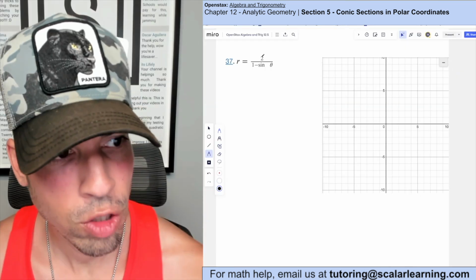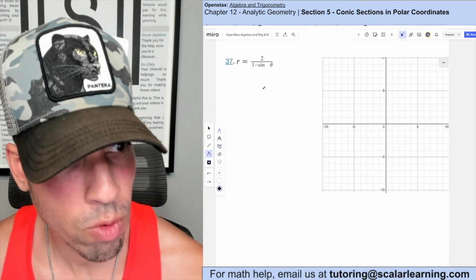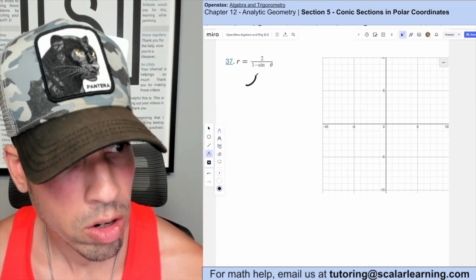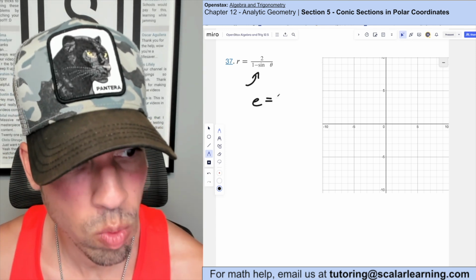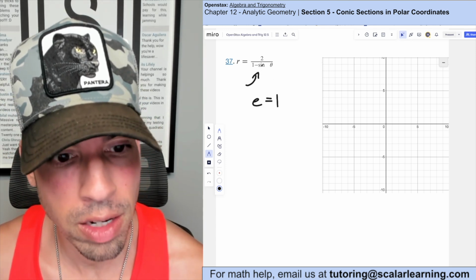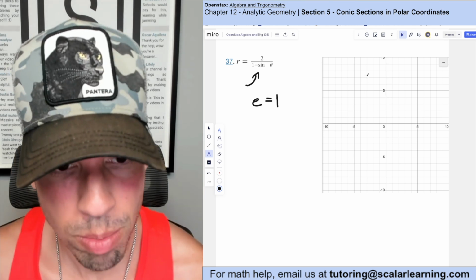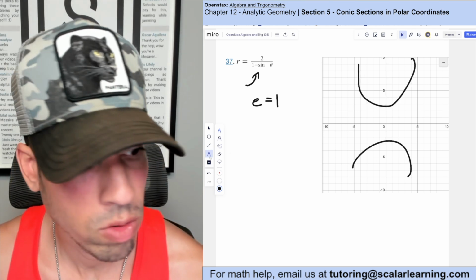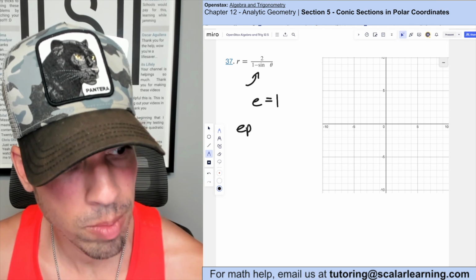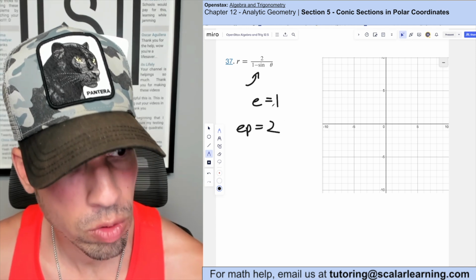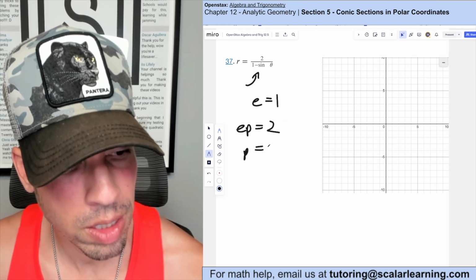Done. So for this one, we've already got it in our nice standard form, and we can see that our e value is right in front of the sine. It's an invisible 1, so e is 1. And again, this is a sine over here. That means we either have a parabola going up or going down. Now we can find the p value to get us the directrix. We know that e times p is equal to this numerator, which is 2. Since e is 1, p is equal to 2.